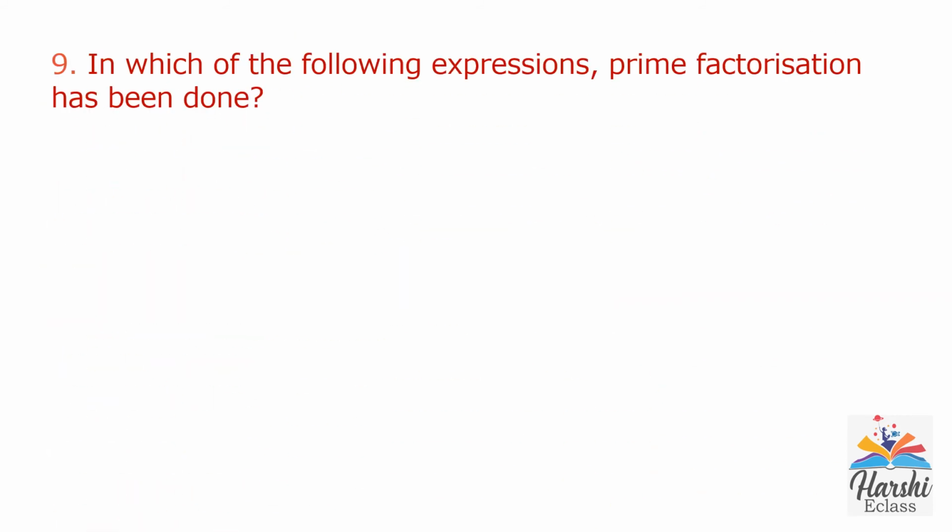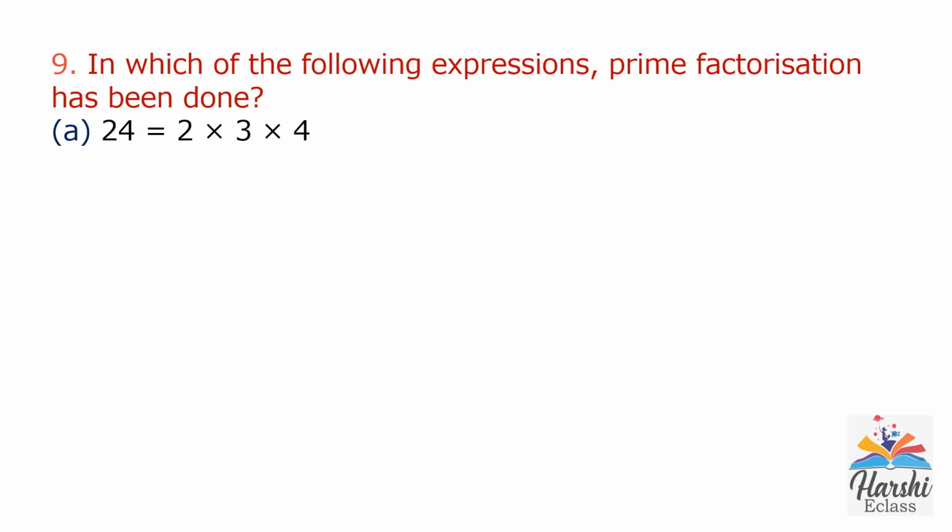Next, ninth question. In which of the following expressions has prime factorization been done? For checking that, we need to multiply the prime factorization of the given numbers. 24 is written as 2 into 3 into 4. 2 3s are 6. 6 4s are 24.